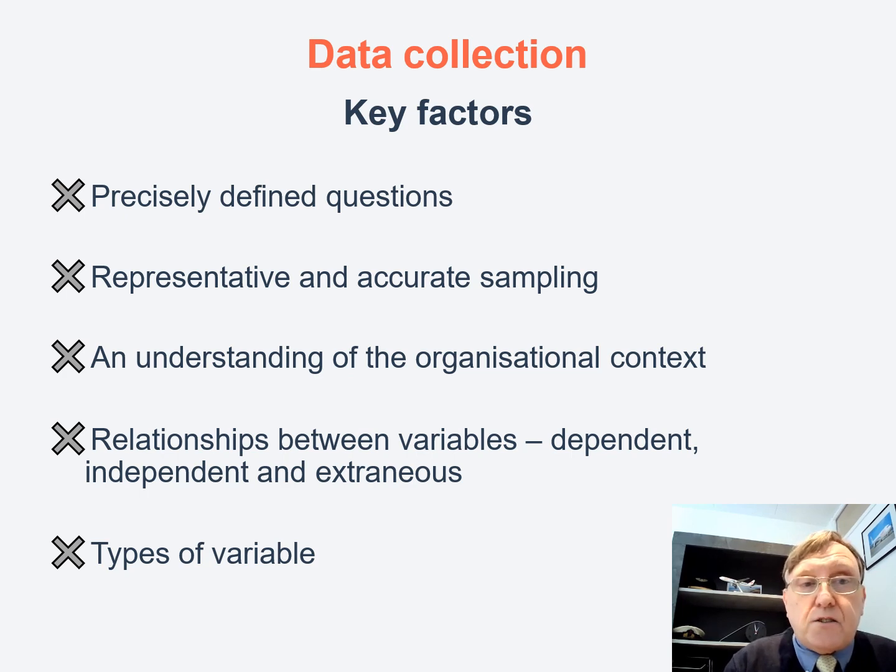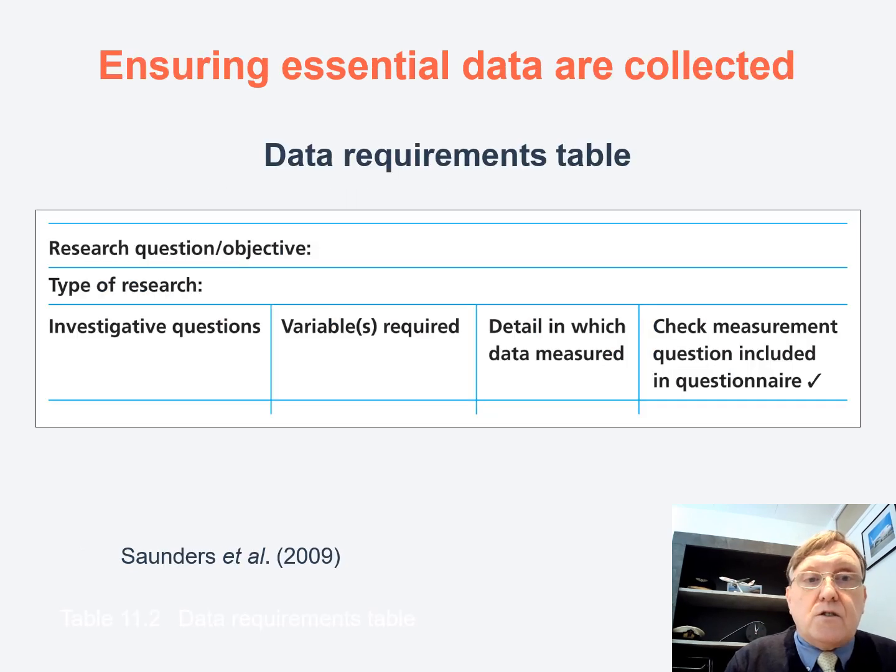So some of the key factors of this are a precisely defined question, representative and accurate sampling, in other words, getting the right representative of people that you would need to answer the questions, an understanding of the organizational context, and the relationship between the variables, dependent, independent, or extraneous, and the types of variable. Some data requirements that we would have here: investigative questions, variables required, and the detail in which the data is measured, and then checking the measurement questions included in the questionnaire.